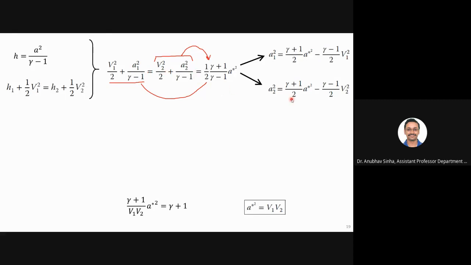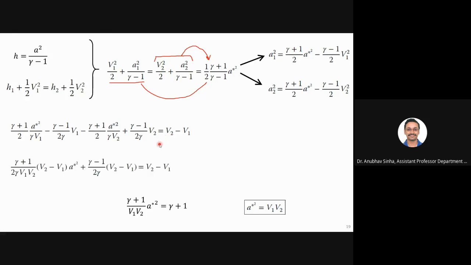Okay, now what we can do is, I will substitute A1 square using this. If you do that, this is what you are going to get. We are starting with this relation and substituting one by one. First we replace H by this, then A1 basically I am replacing with A star. This is only simple rearrangement, no complicated maths here.